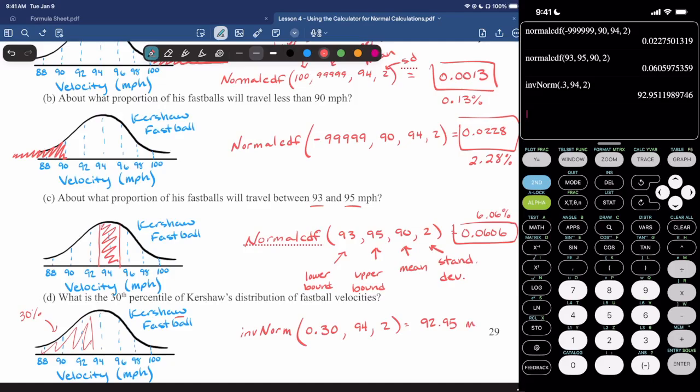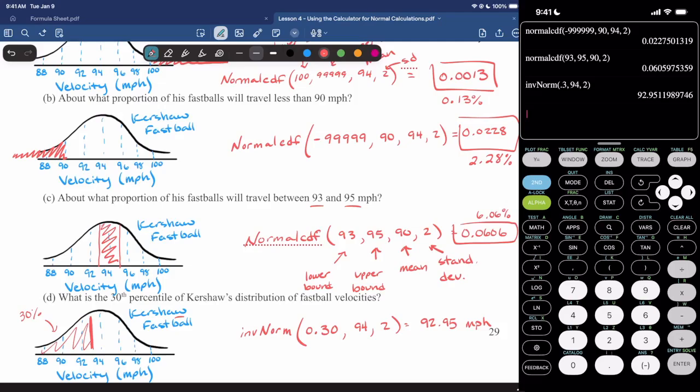And these are in miles per hour. So that should be the X value there. And if I look at where I drew this line here, that does look right. It's a little bit above 92. And so I have a pretty good feeling about that.